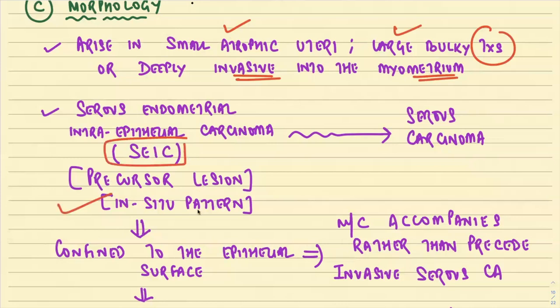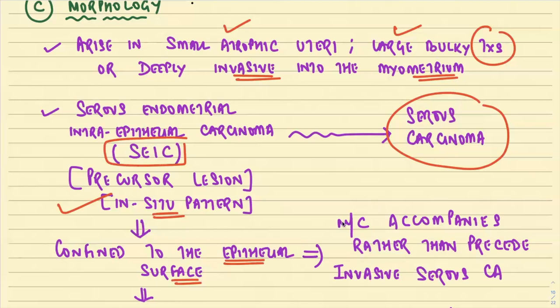It is an in situ carcinoma, and it converts and gives rise to serous carcinoma. Now, very important, why are we calling it in situ? Because all the cells of SEIC have a malignant phenotype, but they are confined to the epithelial surface. They do not breach the basement membrane.